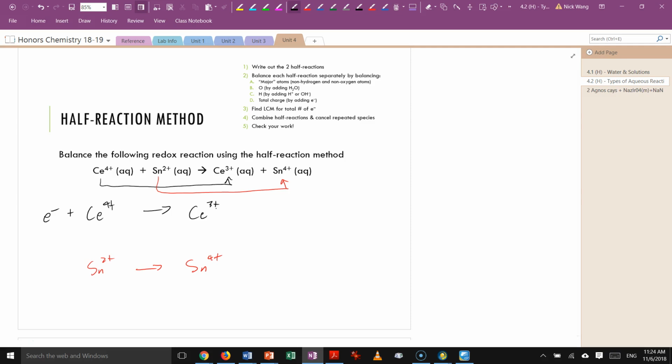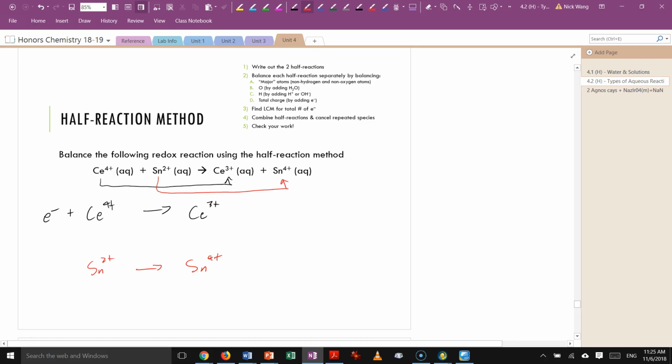Now we have to do the same thing for the red, so that's your tin. So looking at tin, again, the major atoms, Sn and Sn, right? There's only one of each, so that's fine. O's and H's aren't really a part of the conversation because there aren't any O's and H's to worry about right now. So then we look at the total charge, right? I have +2 on the left side, +4 on the right side.